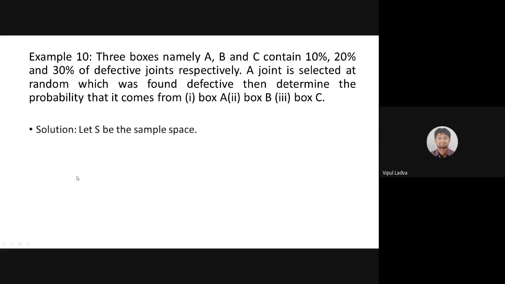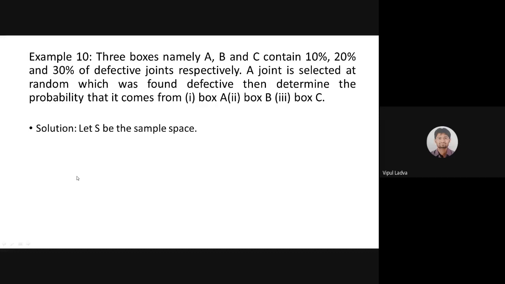So let's go for the solution. Let S be the sample space related to this particular question. Yashang has already solved this question, and the answers are 1/6, 1/3, 1/2. Let's check, Yashang, whether our answer is correct or not. Let's discuss this question.